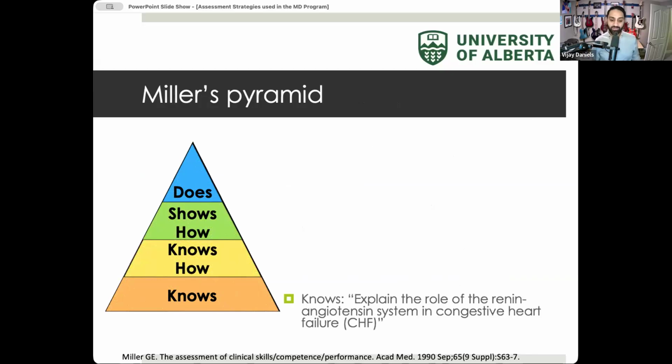At the lowest level, the way Miller argued it, is knows, which is often fact recall of underlying constructs, such as, can you explain the role of the RAS system in CHF? That is important. We shouldn't get away from basic sciences because it does serve an important purpose. But if we leave our exams there, we're missing quite a lot. The knows how is someone who's able to take that and apply it, especially in our world, to the clinical venue, and knows how would be describing the diagnosis and management of congestive heart failure.